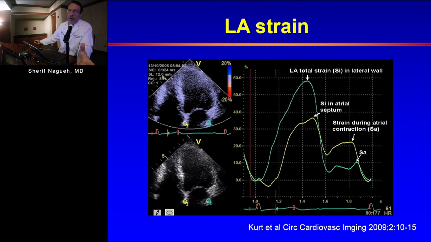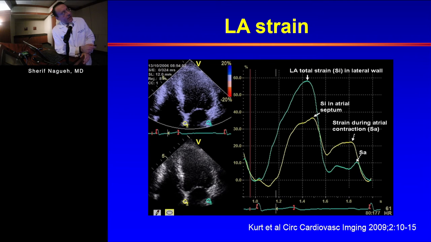Are there other variables recently that have been looked at for assessment of diastolic function? Yes, left atrial strain. And left atrial strain can be measured with tissue Doppler, can be measured with speckle tracking, more reproducible with speckle tracking probably. But again, the limitation of the heart rate should be considered. Fast heart rates, better tracking happens with tissue Doppler.